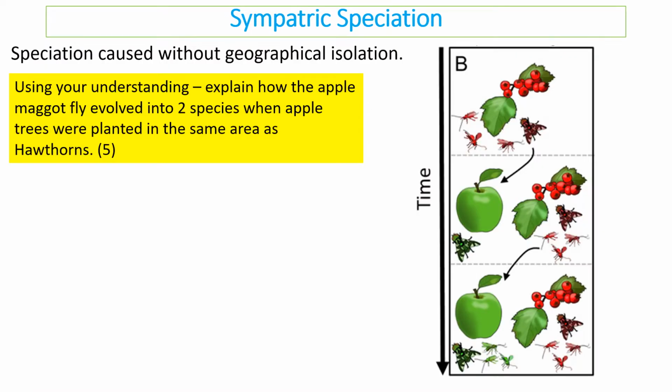The second type of speciation is called sympatric speciation. Now, I don't think you'll need this in your exam, but this is an example where it's speciation without geographical isolation. If you look at this example here, explain why the maggot fly evolved into two species when the apple trees are planted in the same area as the hawthorns. So how could you answer this question?